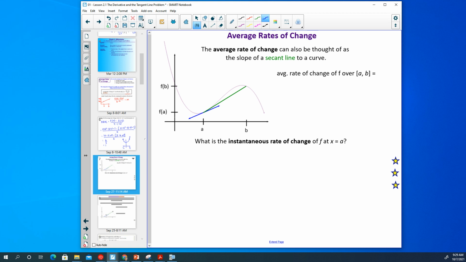So what you're really doing when you're finding the average rate of change is finding the slope of the secant line. Do you guys know what a secant line is? It intersects at 2 points.